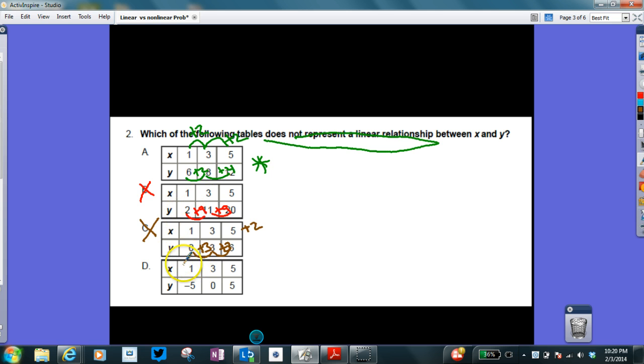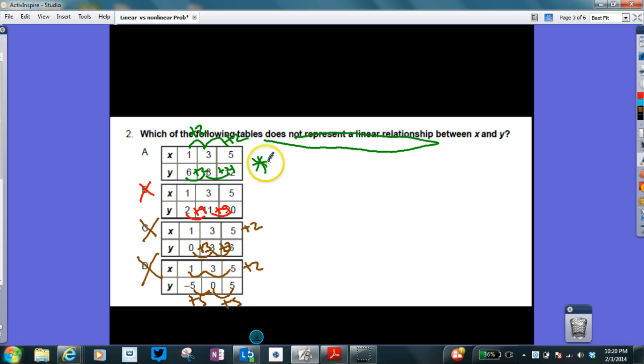Now for D, you've got 1 to 3, 3 to 5, plus 2. But then you have negative 5 to 0, that's plus 5. And 0 to 5, plus 5. Rate of change stays the same, stays constant. That means it's linear. Again, it wants the one that is not linear.